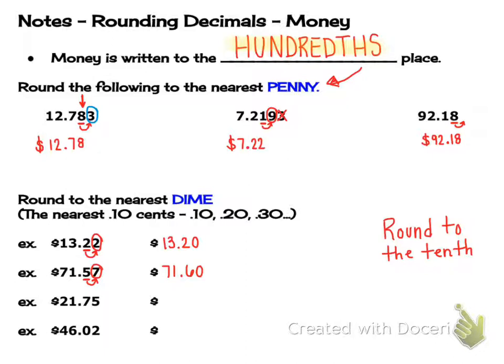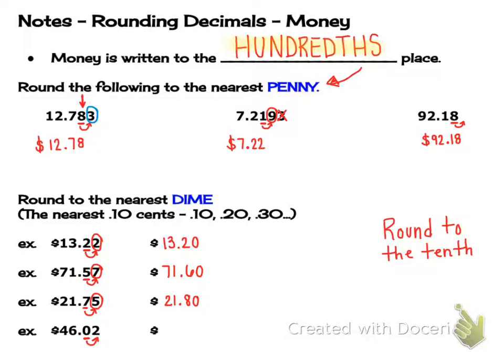All right, welcome back. We're looking at $21.75. 7 is in the tenths place, so we're going to look at the 5 next to it. That 5 tells you to round the 7 up. So it's 21.8, but we have to add that 0 because dollars and cents always have to go to the hundredths. So it rounds to $21.80.